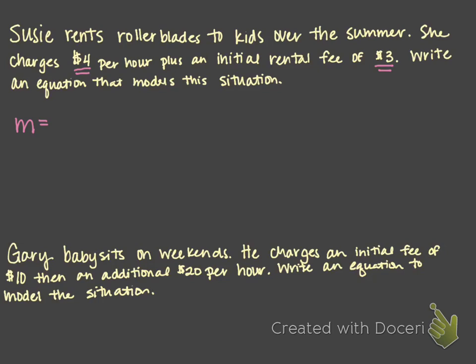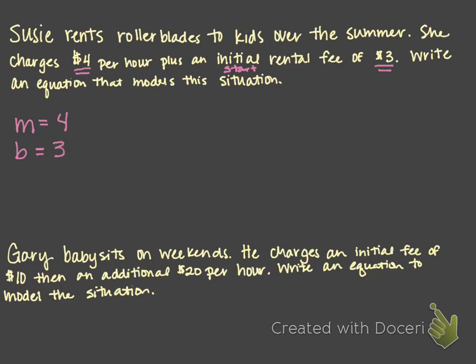If we look at $4 per hour and then an initial fee of $3, $4 is the one that's going to keep growing because we're charging $4 every single hour. So because $4 is going to keep growing, our m value will be 4. The initial value, and initial is another word for start, so the start value is a rental fee of $3. That is a one-time fee. That's where we start, that's kind of the base price. So our b value is going to equal 3.